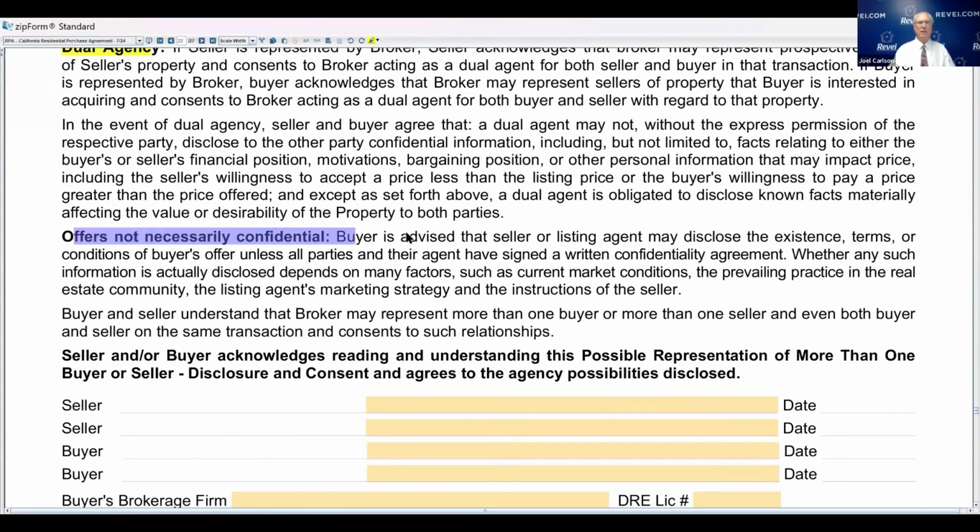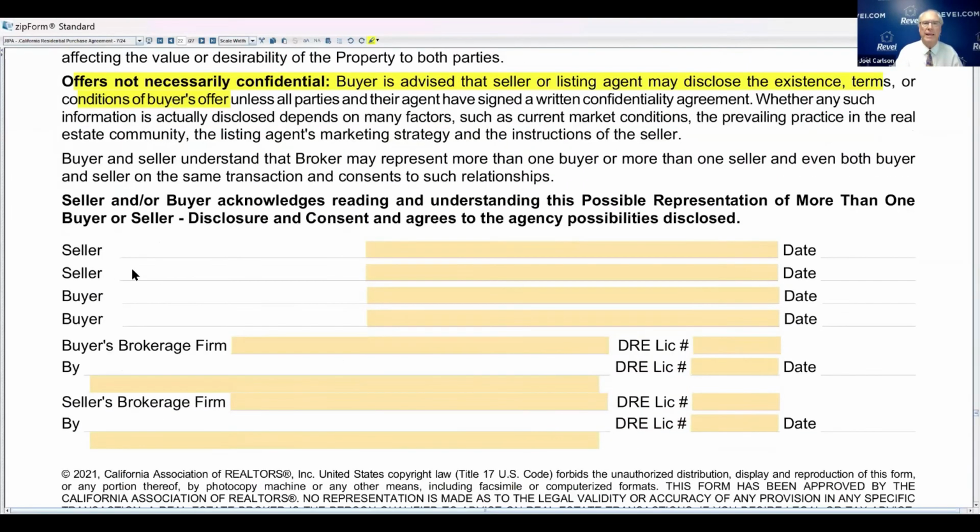Offers are not necessarily confidential. Buyers advise the seller, the listing agent may disclose the existence of the terms or conditions of the buyer's offer. It's right there. It's signed by the seller. Yes. It's signed by the buyer. It's signed by the buyer's agent. It's signed by the seller. There is no excuse for you not to know this other than I have been taught all my life, you can't do that. It changed a couple of years ago, and it's now in our code of ethics.